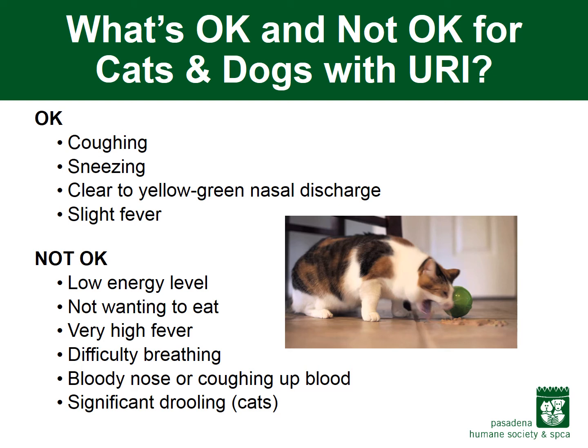What's not okay? If they have no energy, they don't want to eat, they have a very high fever, they're having difficulty breathing, they have a bloody nose, or they're coughing up blood, or if a cat is significantly drooling, those are warning signs where we need to take further action, whether it be changing their antibiotic or doing a different treatment plan. And we need to be notified of that as soon as possible if you notice any of those symptoms.